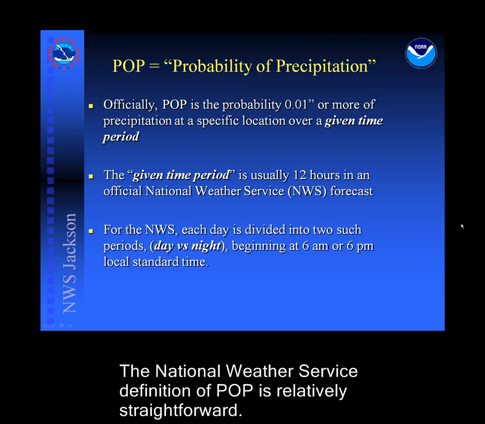First off, the acronym POP, P-O-P, refers to the probability of precipitation. Officially, the POP for a specific location refers to the probability of 1/100th of an inch or more of precipitation at a specific location over a given time period. For the purposes of an official National Weather Service forecast, the given time period is usually 12 hours. For the National Weather Service, each day is divided into two such periods, day and night, which begin at 6 a.m. or 6 p.m. local standard time.